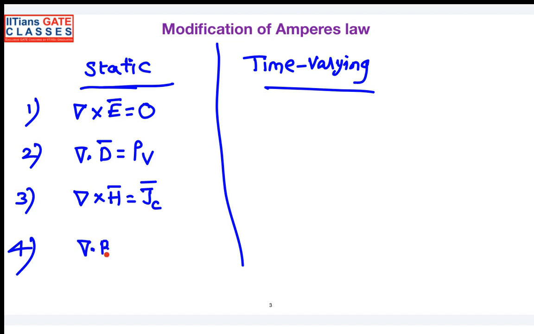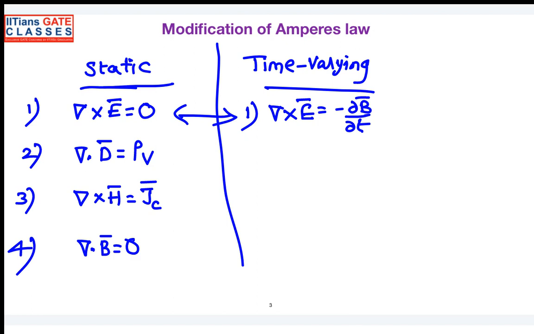Good. So which equations have we now got modified? The first equation, how is it modified now when you make it time varying? Just now we have seen the curl of E is equal to the rate of change of magnetic field with respect to time. This is what we saw in Faraday's law. The time variation of magnetic field produces the space variation of electric field.